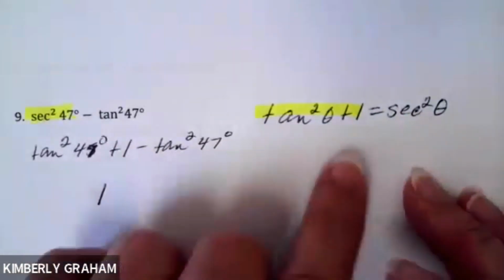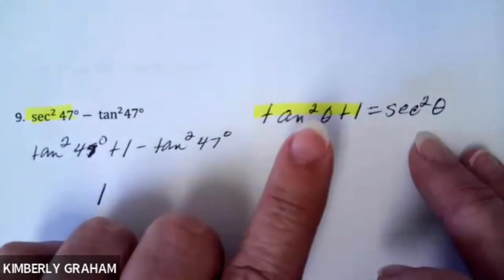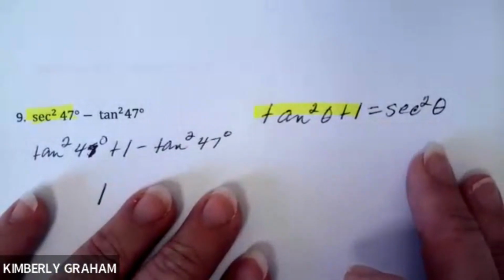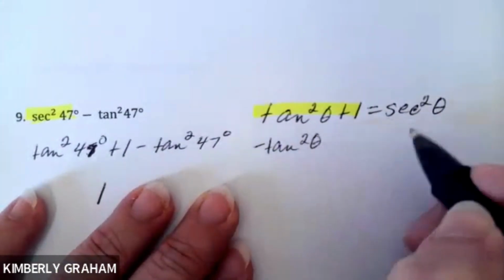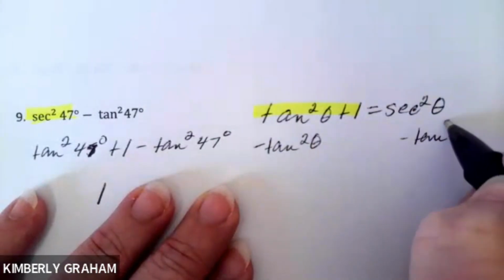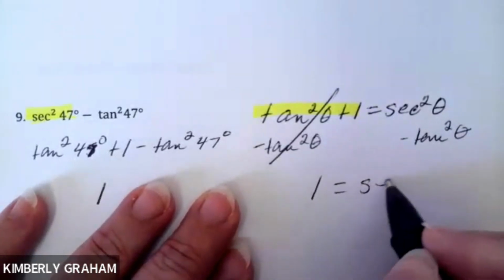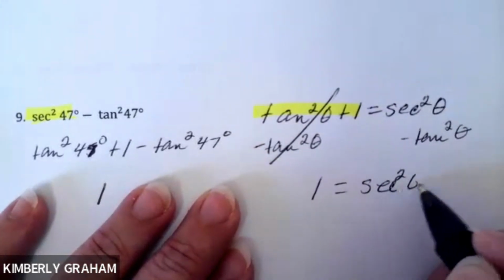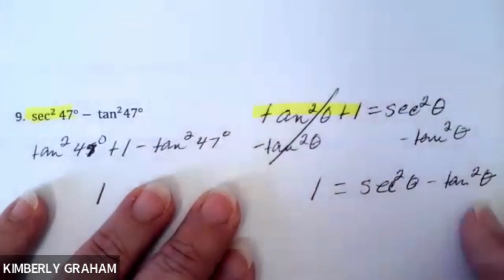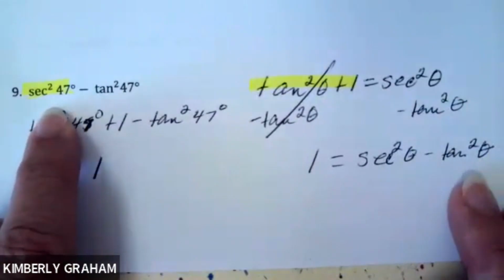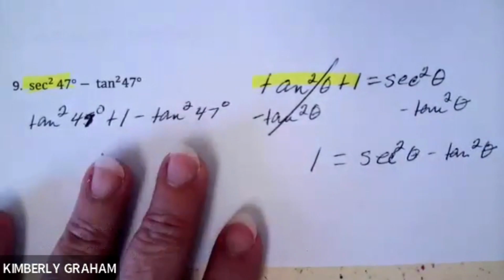Another way to do the problem is to go back over here to your given Pythagorean identity. And I know that if I were to subtract tangent squared theta from both sides of my equation, this would cancel. So I would have 1 equals secant squared theta minus tan squared theta. So secant squared minus tan squared is 1. So a couple different ways to do that problem.